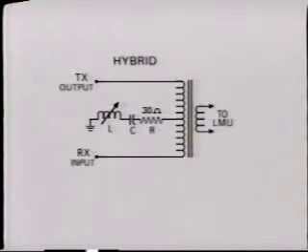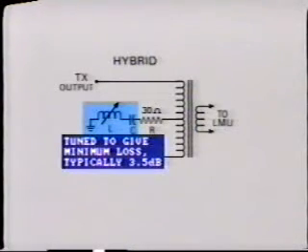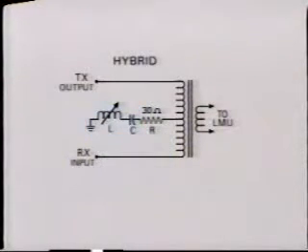This schematic shows the simplest type of hybrid. The transmitter is connected to the upper terminal, and the signal is consequently applied to the upper half of the transformer winding only. This winding is center tapped through a 30-ohm resistor and a tunable LC circuit. This is tuned during commissioning to give minimum loss, typically about 3.5 dB. The received signal at a different frequency flows through the lower half of the winding and out to the receiver via the bottom terminal. This arrangement separates the two signals and reduces the loss.